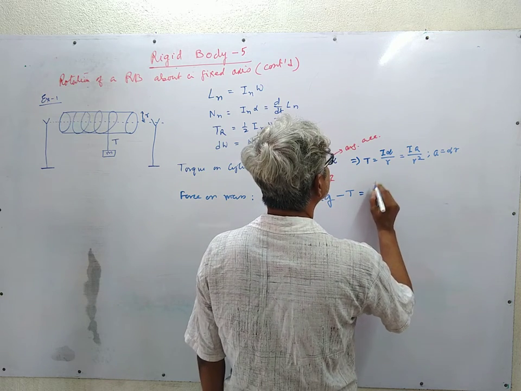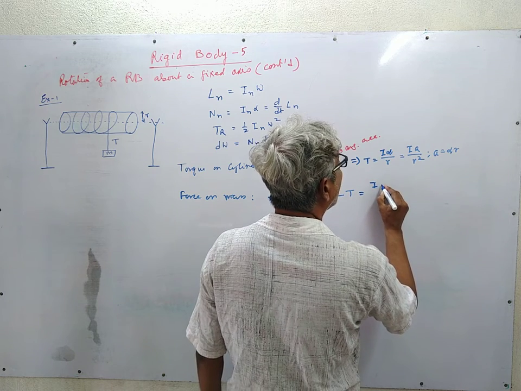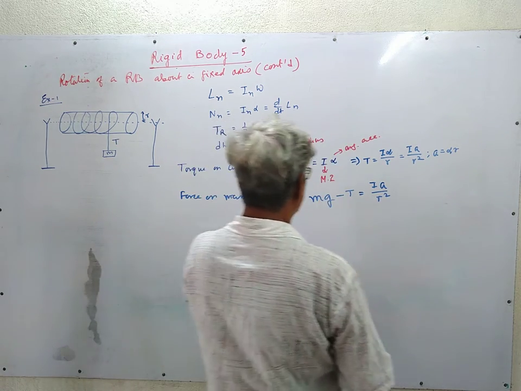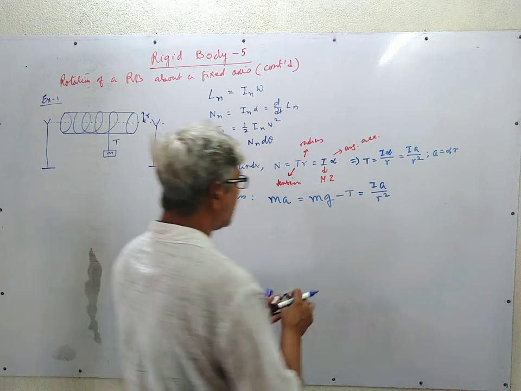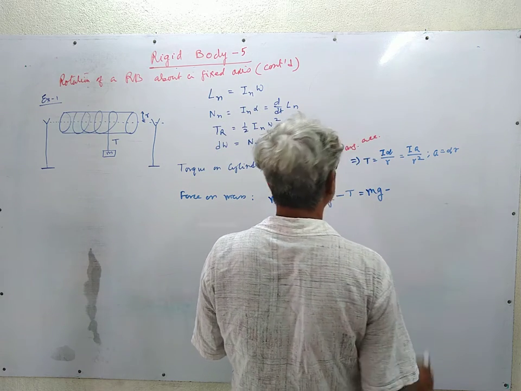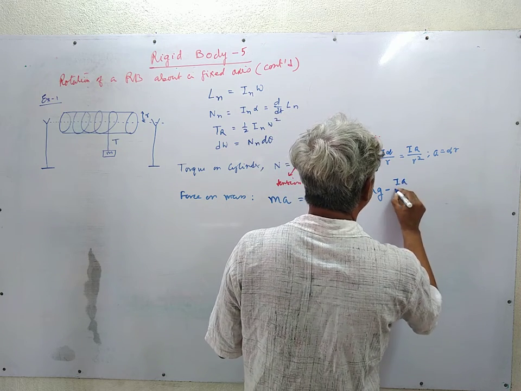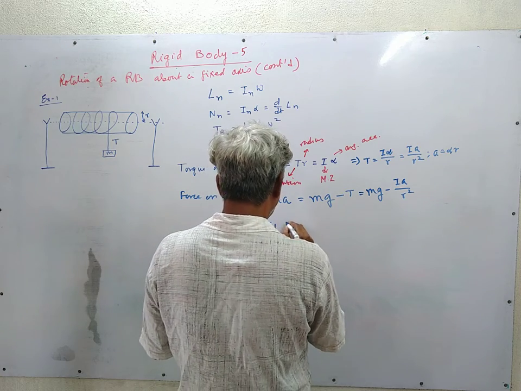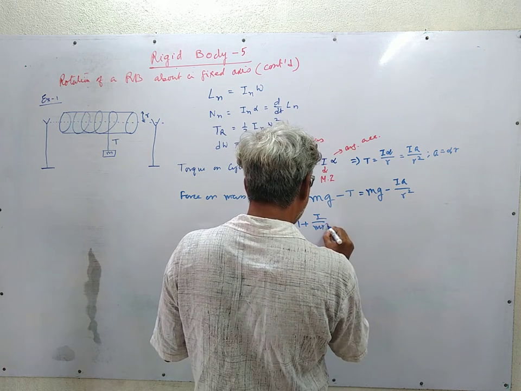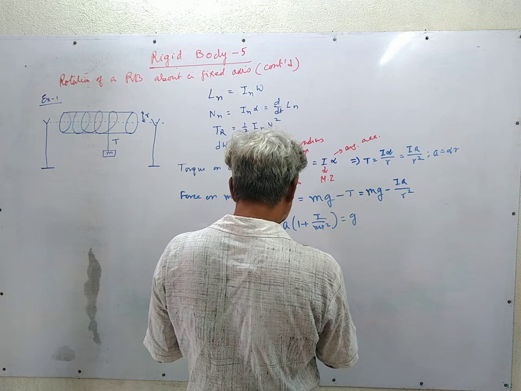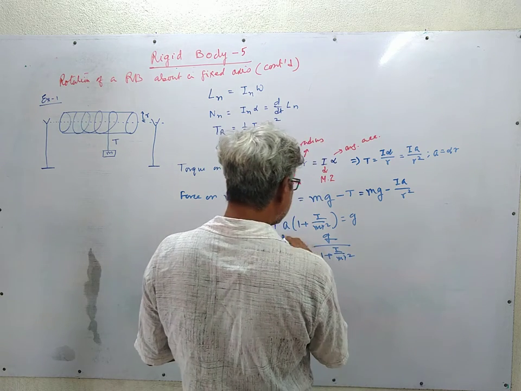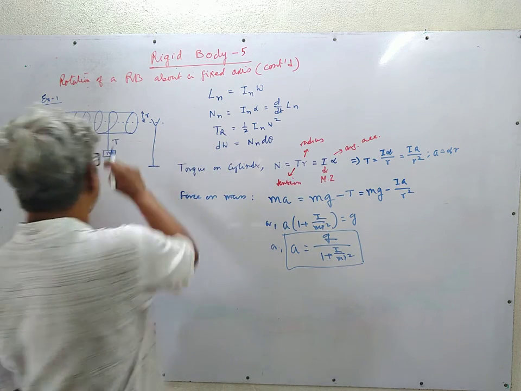So if we replace T by this relation, we get m A is equal to mg minus I A upon R square, or A times 1 plus I by m R square is equal to g, or the acceleration is given by g divided by 1 plus I upon m R square. This is the acceleration of this particle.